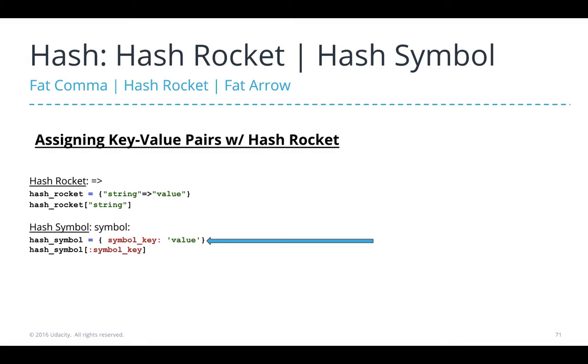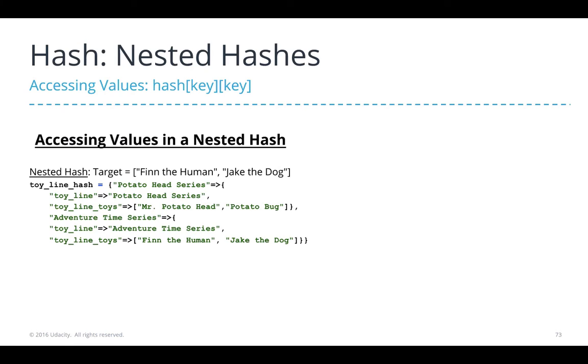Using the hash symbol, here we have a variable named hash symbol, which points to a hash with symbol key as a symbol, which has an associated value of the string value. To return this value, we simply call on that variable hash symbol, and within the hard brackets, colon, symbol key, close hard brackets. Now let's take a moment to talk about accessing values within nested hashes.